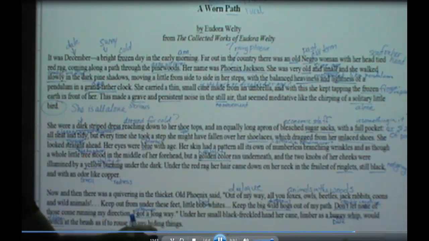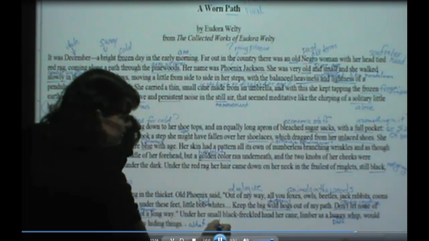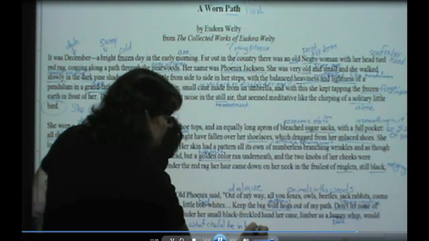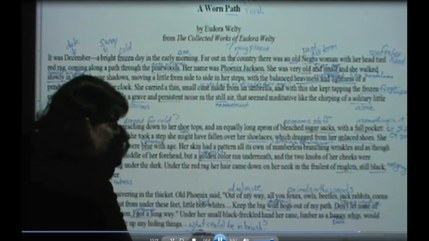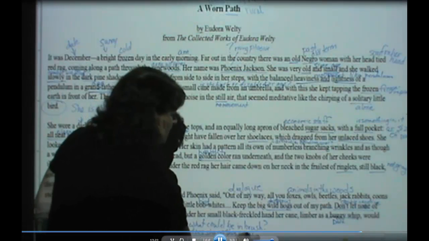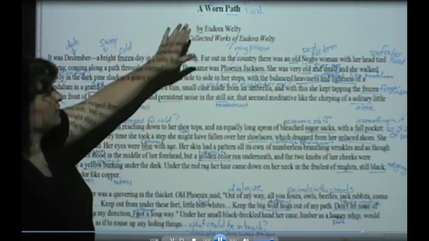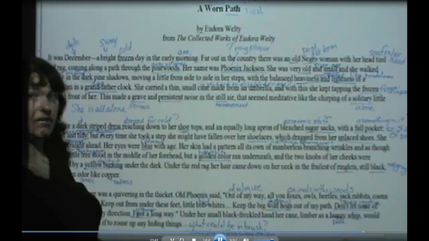And the rousing up hiding things. What could be in the brush? So this is where we might be asking ourselves questions like, what could be in the brush? Does she go this way often? If we assume that she's the main character and that title is referencing her, a worn path, we can probably consider that she's gone this way many times.